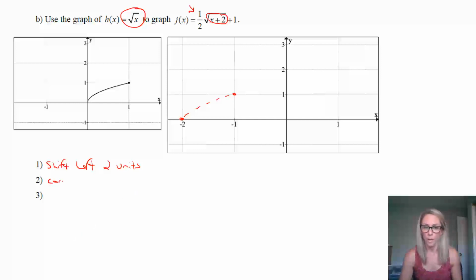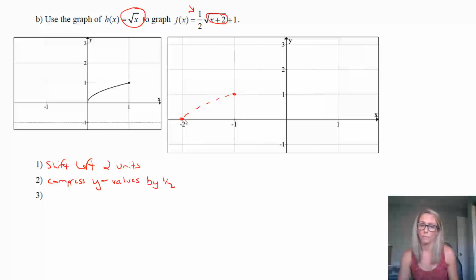So it's a compress of the y values by 1/2. So notice we have a y value of 0, so that doesn't need to be compressed. Times 1/2 is still 0. We have a y value of 1, so compressing that just brings it to 1/2. And then the shape is still the same, so don't lose the fact that the shape is still the same.